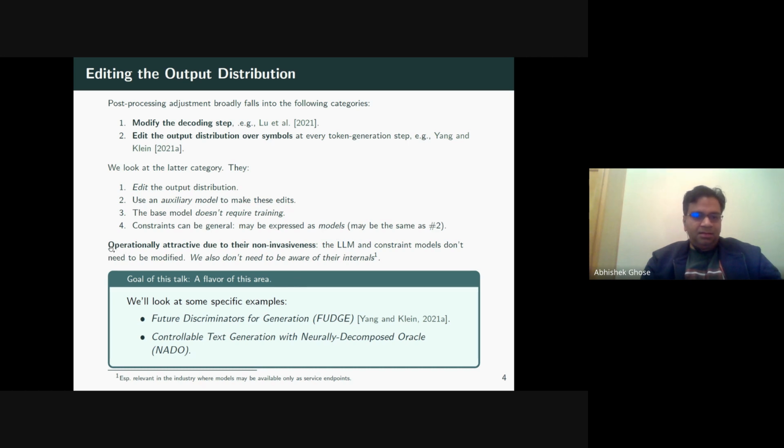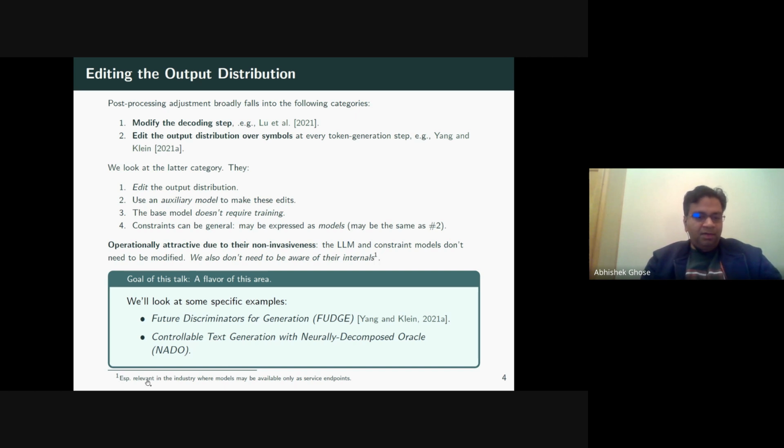The real appeal of this technique is that it's non-invasive, so it's operationally very attractive, which means that I can treat the LLM as a black box, and I can treat the constraint model as a black box. I don't have to change either of them, right? But I can still adapt what the LLM produces to what I need, right? Not only do I not have to touch them, I also don't need to be aware of the internals, right?